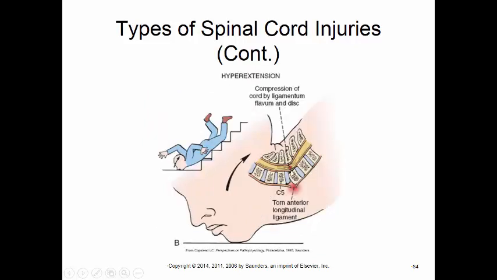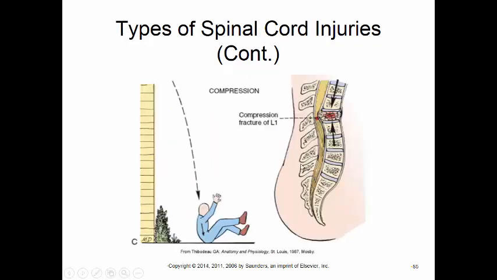Hyperextension, you can see right here. So it's putting a little kink right here in the spinal cord, and it's compression now. This is a compression injury, so all the pressure is going down and it's pushing down, and this vertebra is fractured, and it's causing injury to the spinal cord down here.